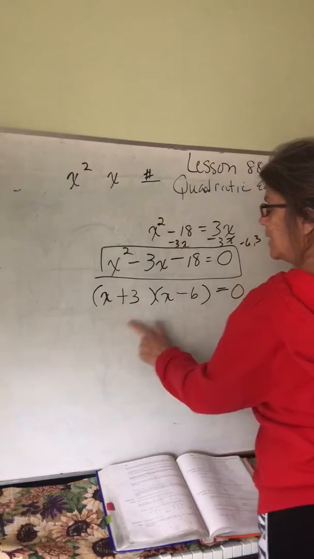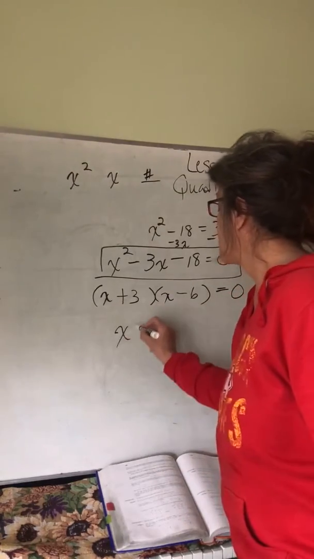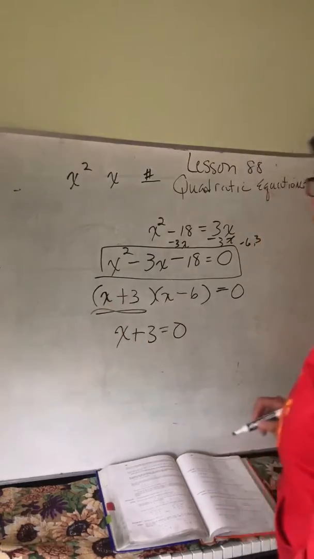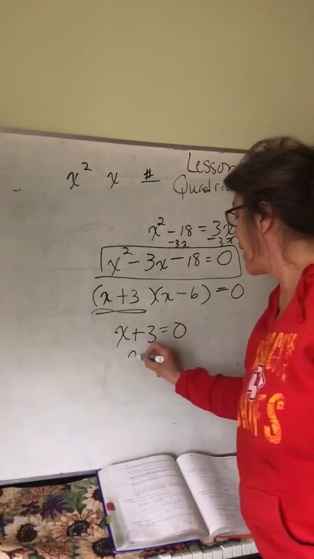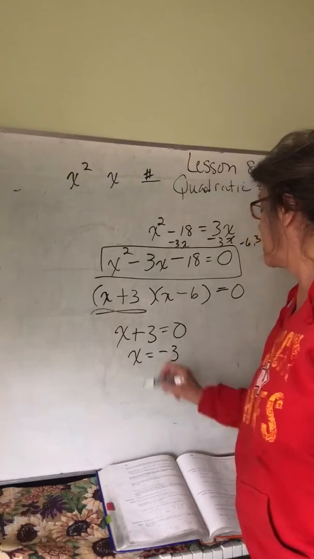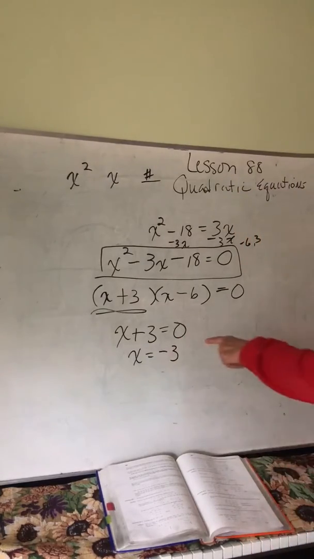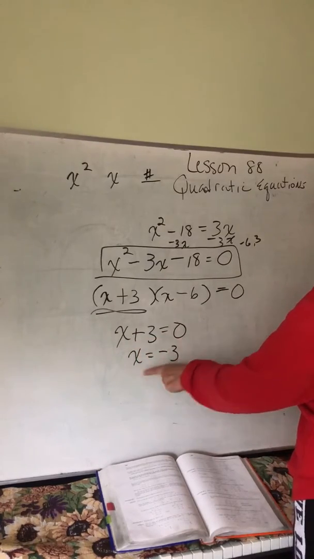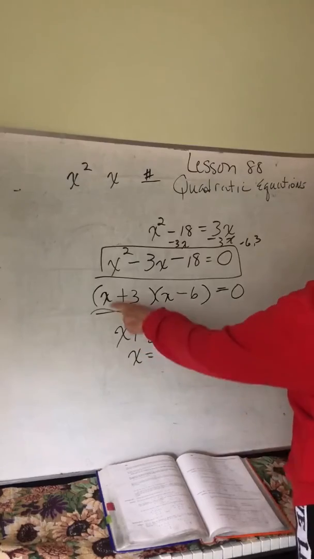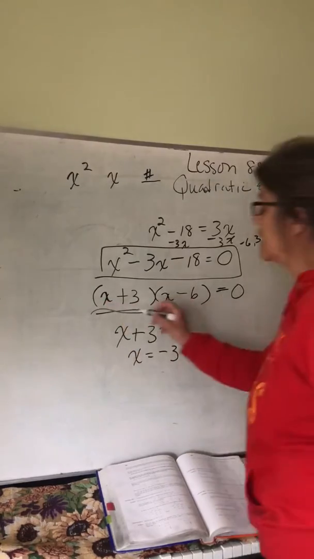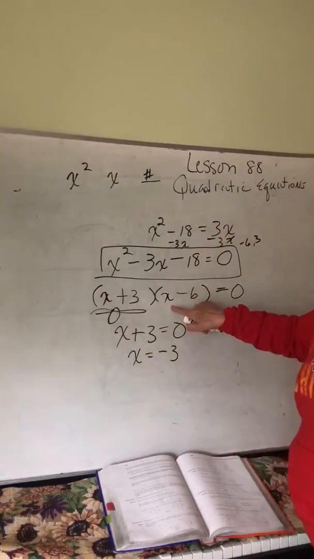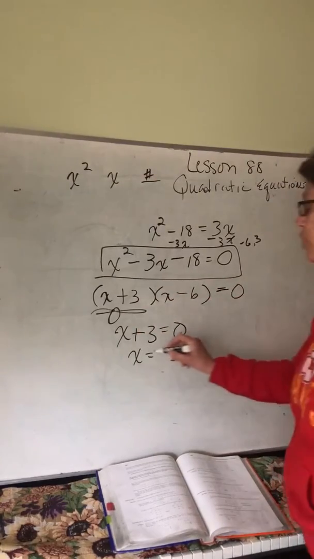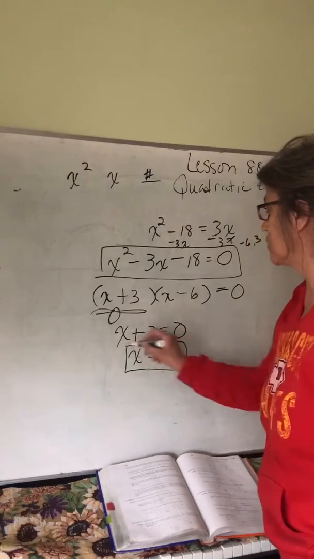So if you just set x plus 3 equal to 0, just this part, then we know x equals negative 3. When we minus 3 and minus 3, we have x equals negative 3. If we put the negative 3 back in here, this becomes 0. Doesn't matter what this is. 0 times whatever this is gives me 0. So this is one answer, okay?